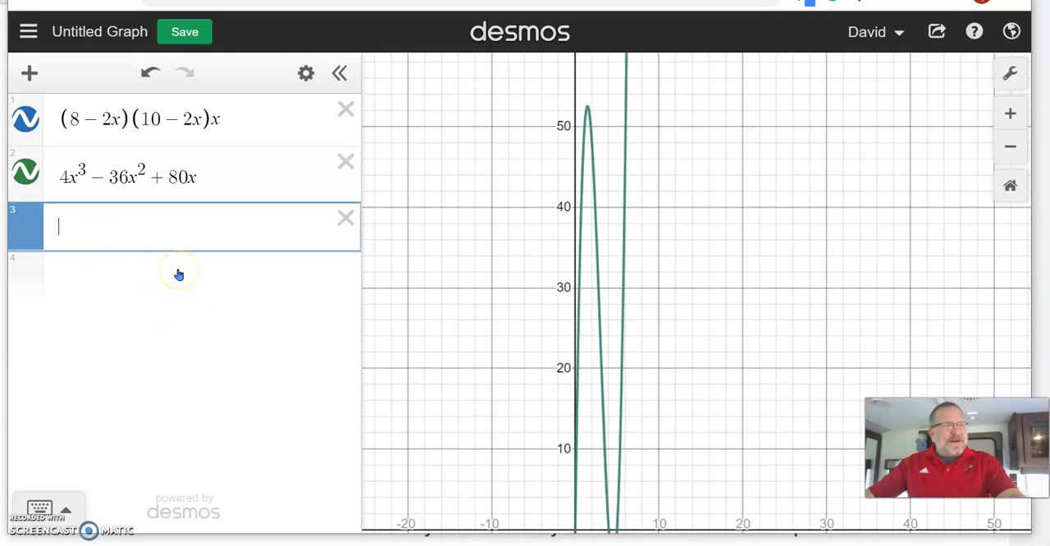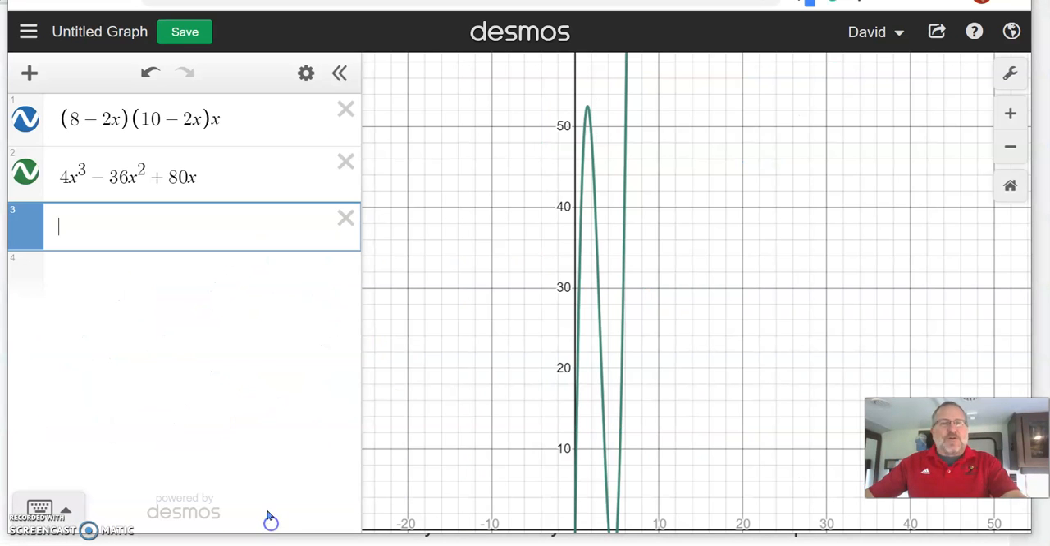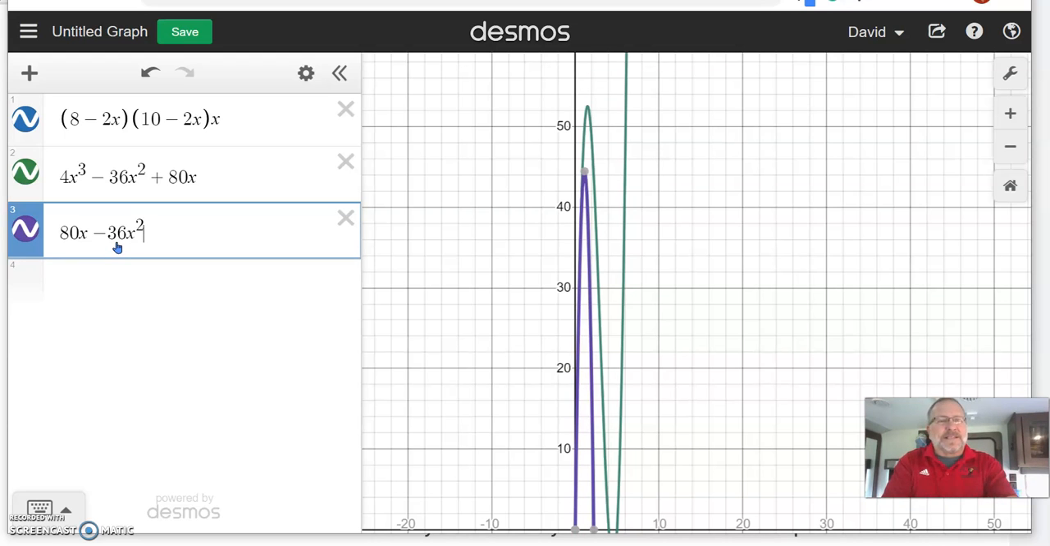Would I get a different graph? This is a question I have here. What if I wrote the terms in a different order? Would I get a different graph if I wrote 80x, okay, minus 36x squared? Make sure the negative goes with that 36x squared. And then wrote the 4x cubed last. No, that's the same graph too. That's the same exact function. Same exact set of points. That's just an example of commutative. Reordering does not matter.